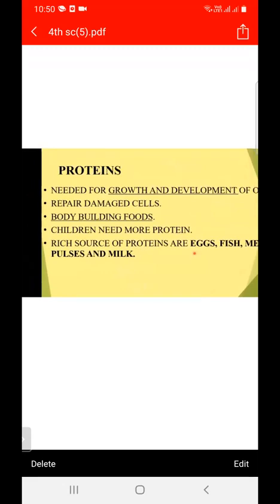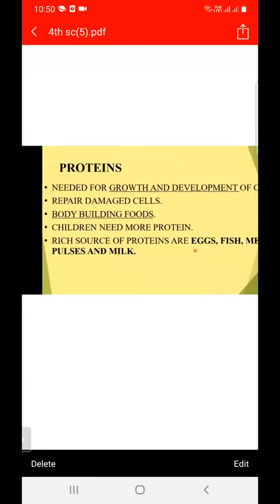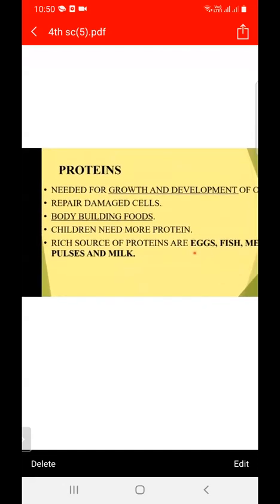And why is it called bodybuilding food? We call protein bodybuilding food because the damaged cells of our body are repaired and built by it. So this is called bodybuilding food. And children need more protein as compared to the adults.